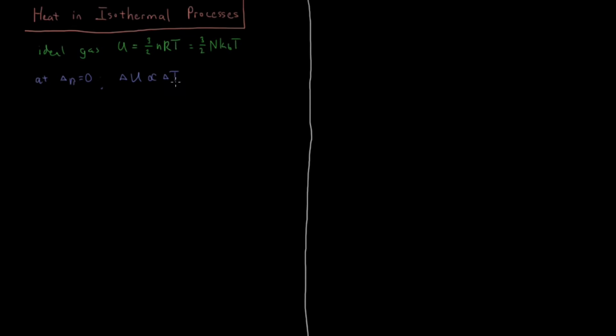So this means that if the temperature change is 0, then the change in the internal energy is going to be 0. When we have the change in the temperature being 0 during a process, this is referred to as an isothermal process. So iso, same, thermal, you can think about it being temperature. So same temperature during a process, isothermal process.